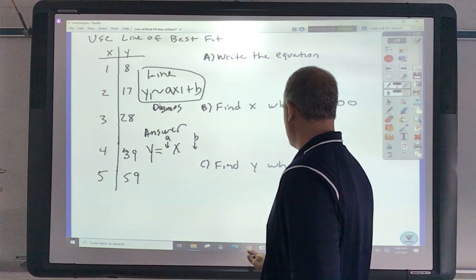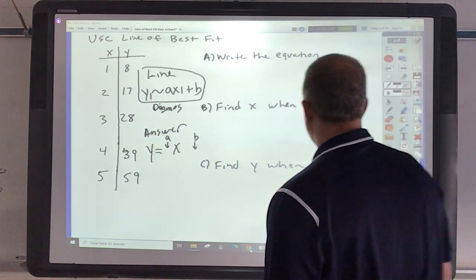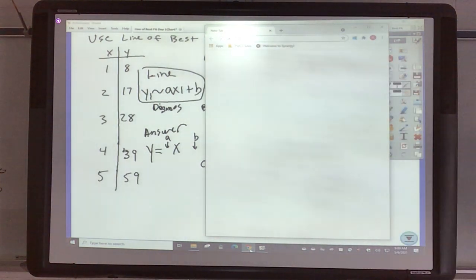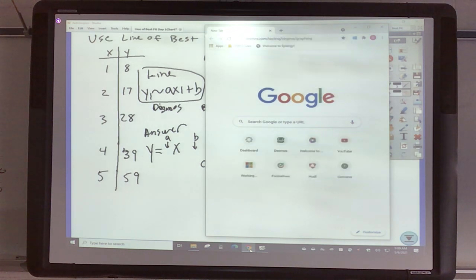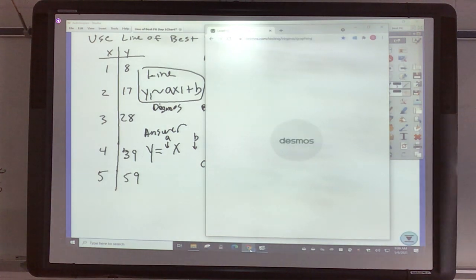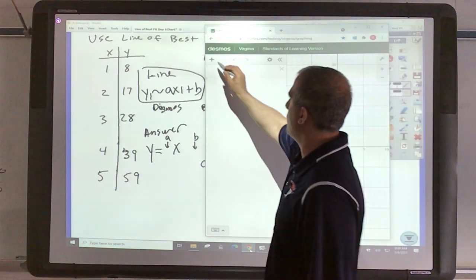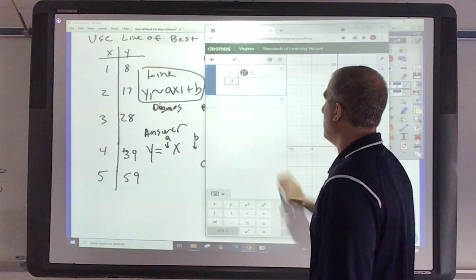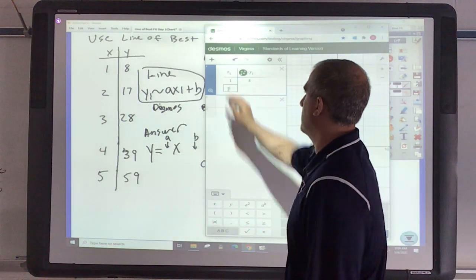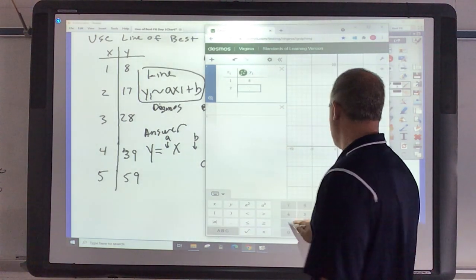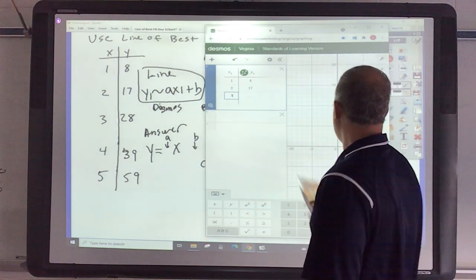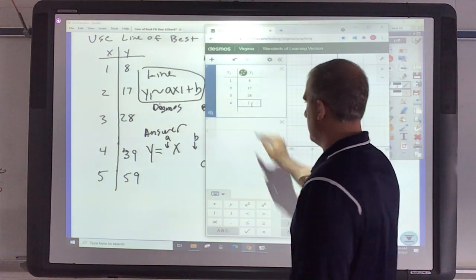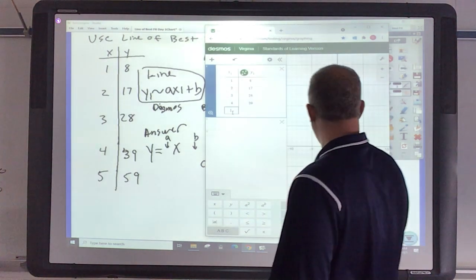Okay, so what I want to do, let me pull up the Desmos. All right, so I want to start with hitting this plus and putting my table in. So I got 1 and 8, okay, 2 and 17, 3 and 28, 4 and 39, 5 and 59.